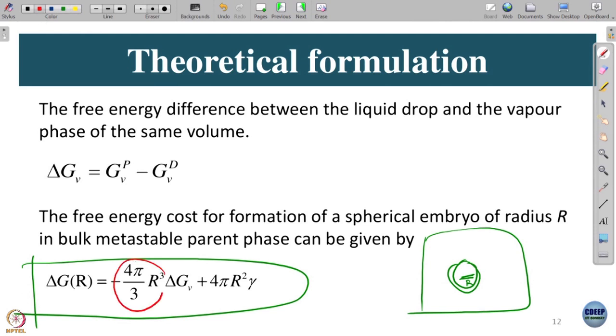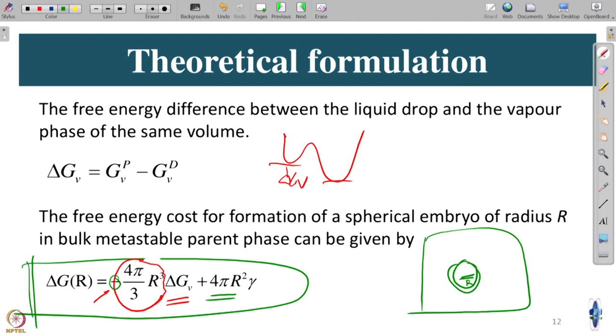This is 4 pi by 3 r cube, and then delta GV. This is a great thing, and delta GV is the difference. So this is the gain, so this is negative in front, I gain this much. However, I have to pay energy, so how much is the surface? We know the surface is 4 pi r square, and gamma is the energy per unit area, so 4 pi.